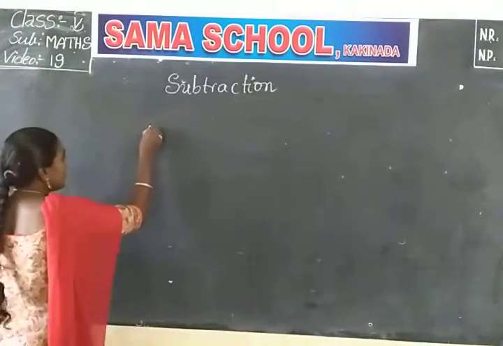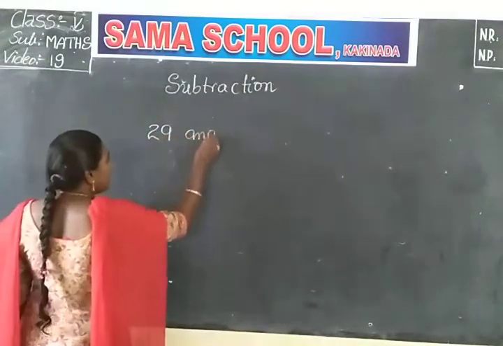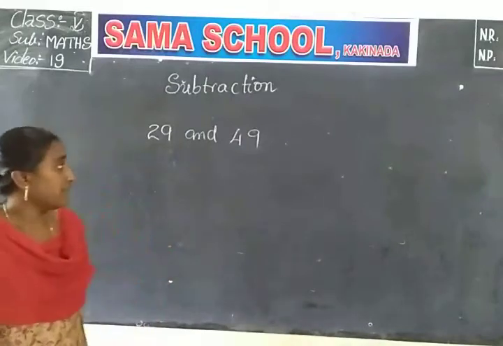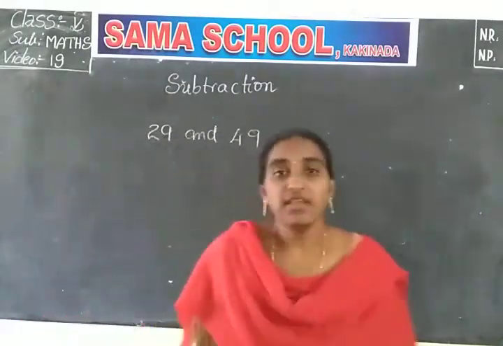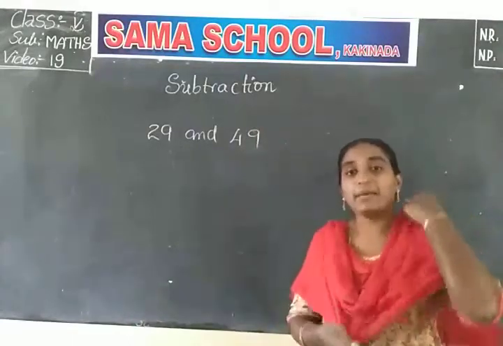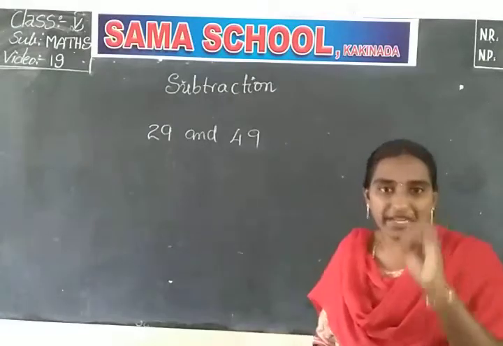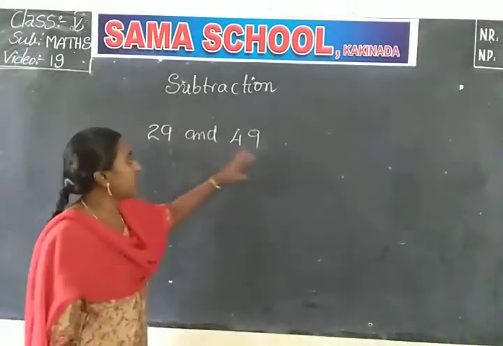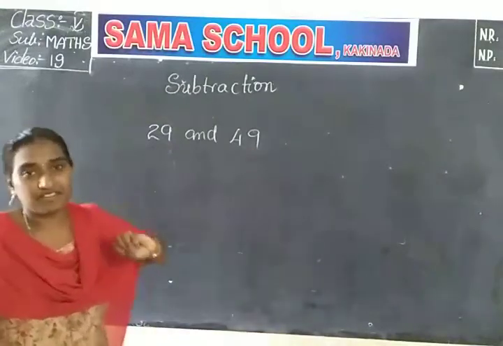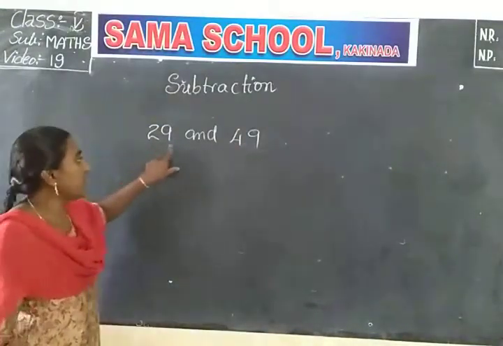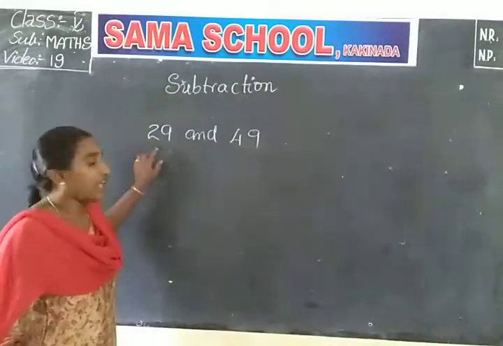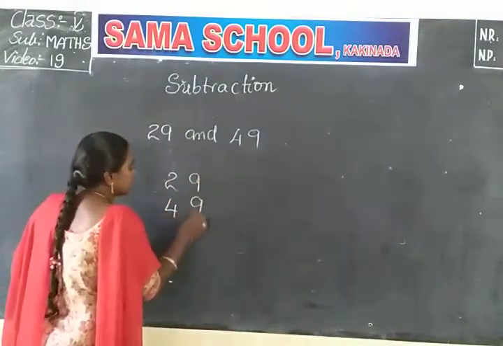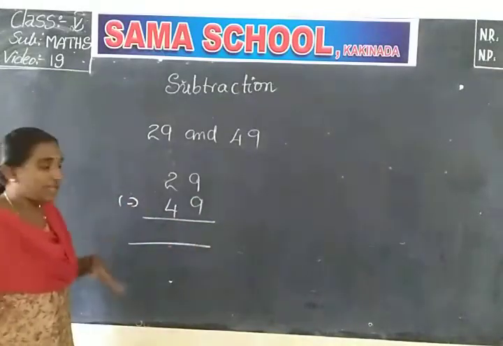Okay, children? See here, 29 and 49. Here I have taken 2 numbers. See, in the previous classes we have learned the smallest number and the greatest number. While doing the subtraction, always we should take the big number in the first place. This is the first rule we have to remember while doing the subtraction. Whatever order the numbers are given, we should take the big number in the first place. See, here 2 numbers are given, 29 and 49. Among these 2 numbers, here you got the small number in the first place. That means we should not take like this. Suppose if you take the numbers like this.